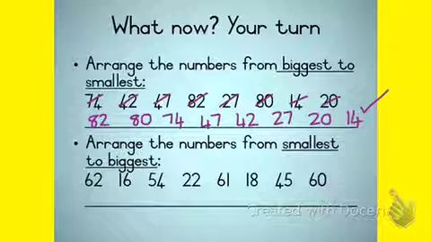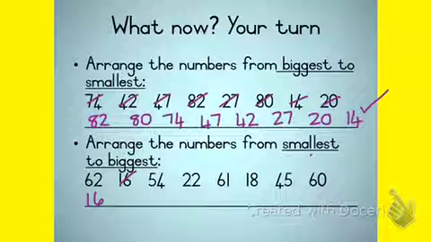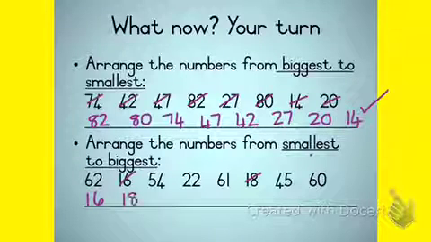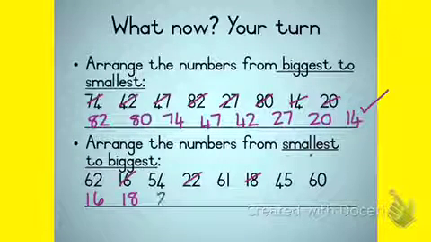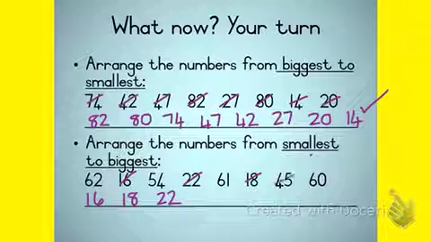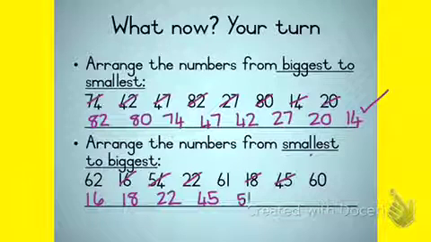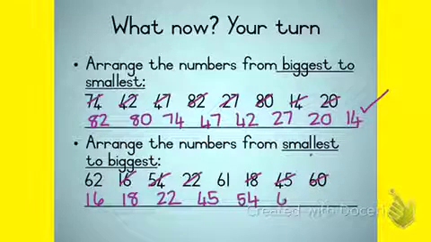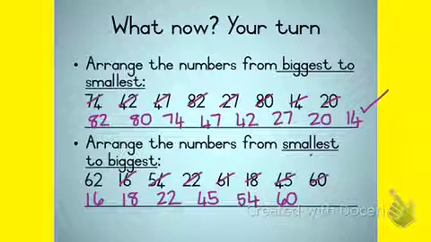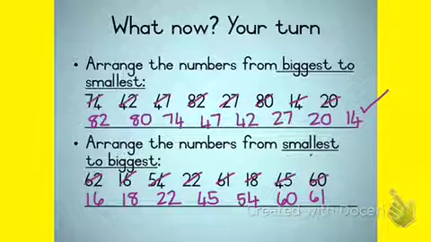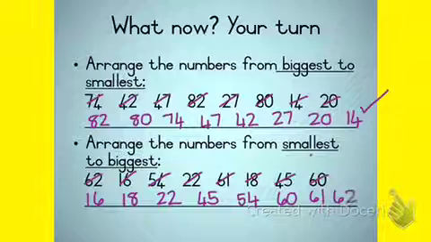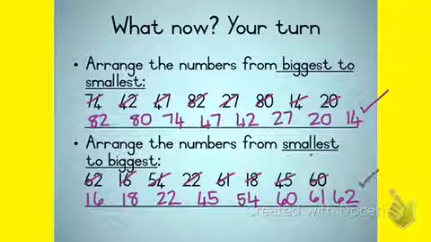Arrange the numbers from smallest to biggest. So now I've got to look for the smallest one, which was 16. Then 18. 22. 45. 54. 60. 61. And I only have 1 left. 62. There we go. Well done. Give yourself a tick. Okay, and that is biggest to smallest.